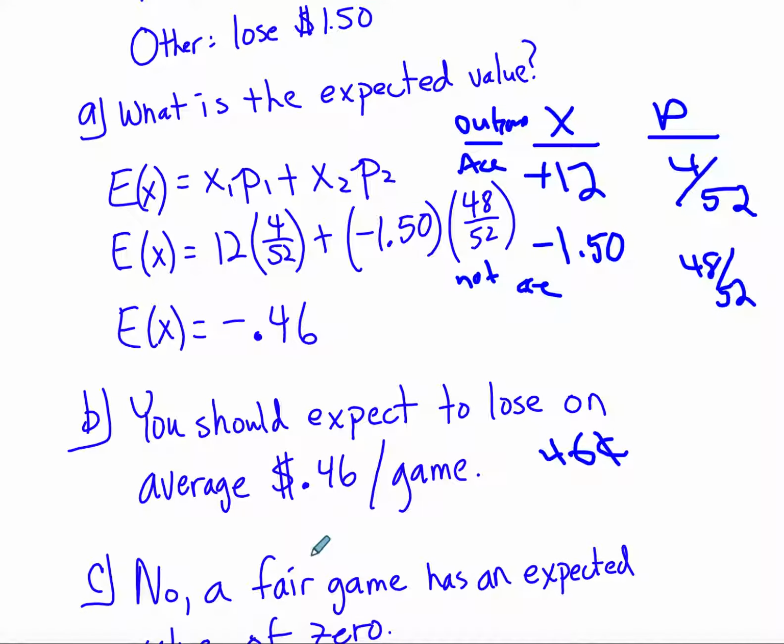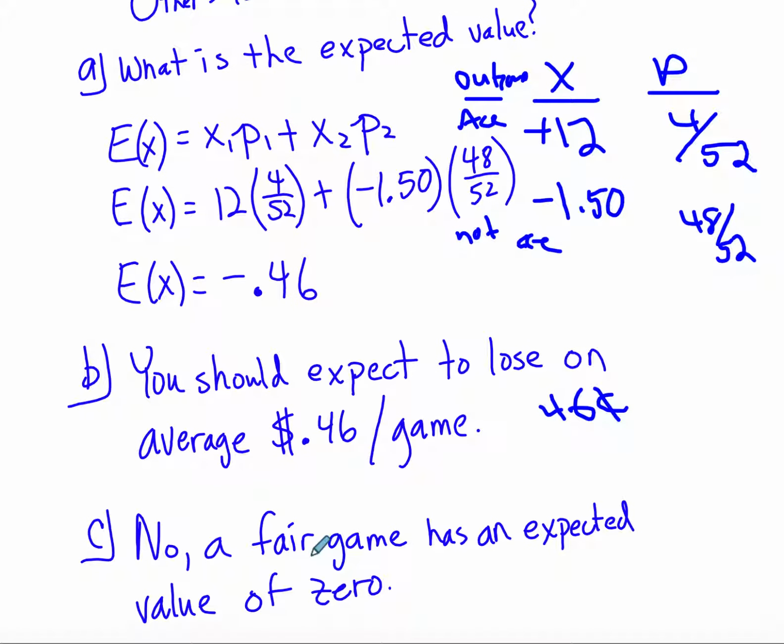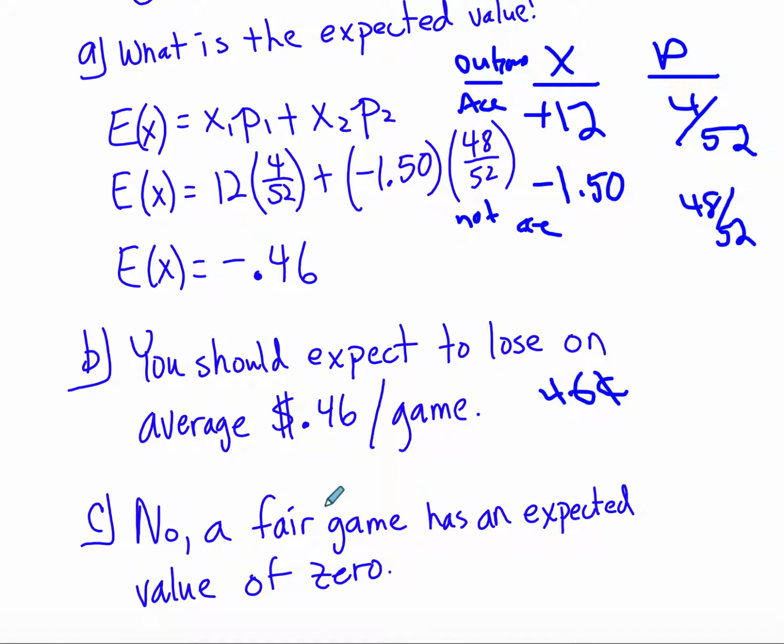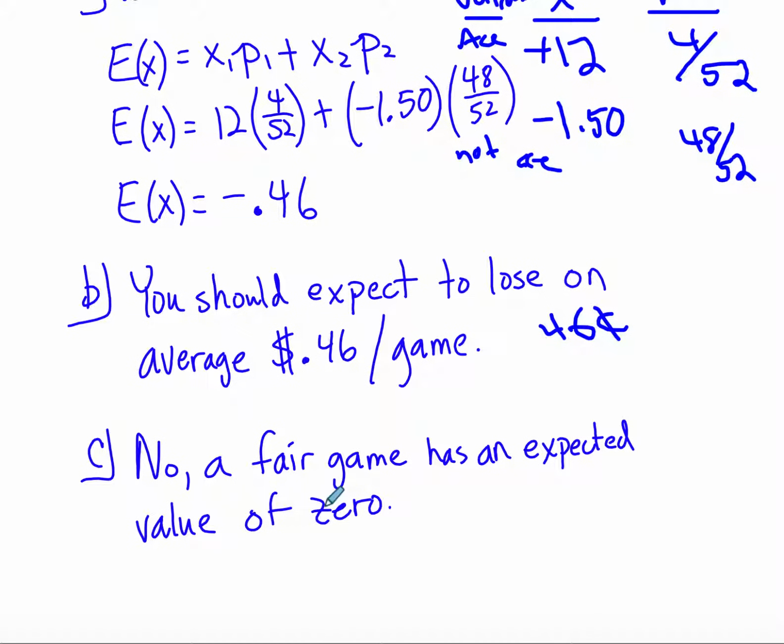Now, the question is, is this game fair? Some people think a fair game is one where you get a positive expected value, but that means somebody loses. If you get a positive expected value, whoever you're playing against lost. So a fair game is one where your expected value is 0. It means nobody wins, nobody loses, everybody gets the same. Since this has a negative expected value and not a 0 expected value, the game is not fair.